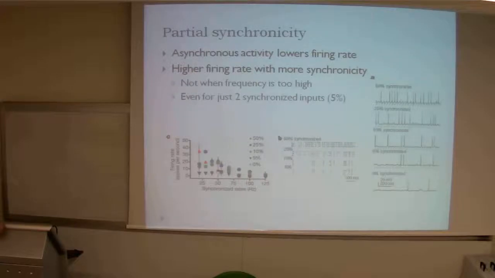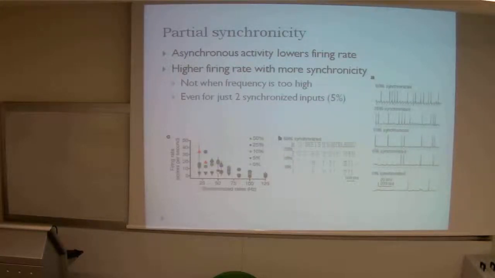One thing I wanted to point out is that when the frequency of the synchronized rate is too high, you don't get any spiking. You can see at 125 hertz synchronized rates, the firing rate of the DCN cell is 0. It doesn't matter how synchronous they are. And I guess that's because if you have too much inhibition coming in, it doesn't matter how much synchrony there is. It's not going to get any activity from the DCN cell.